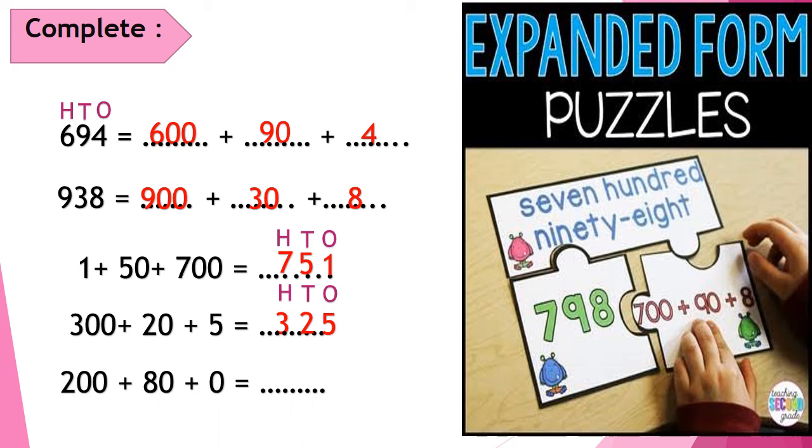The last one, 200 plus 80 plus 0. We have here 200 has 2 zeros, so it belongs to hundreds. And 80 has 1 zero, so it belongs to tens. Then 200 plus 80 plus 0 equals 280.